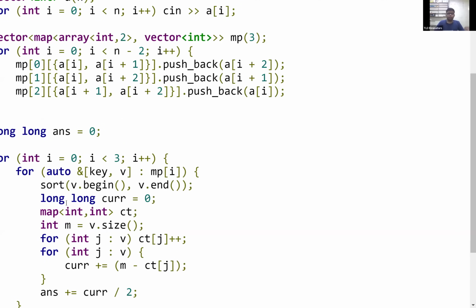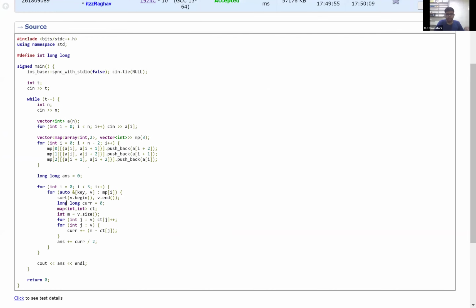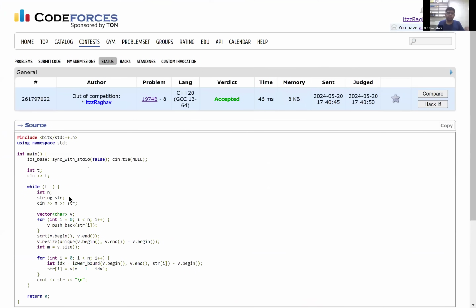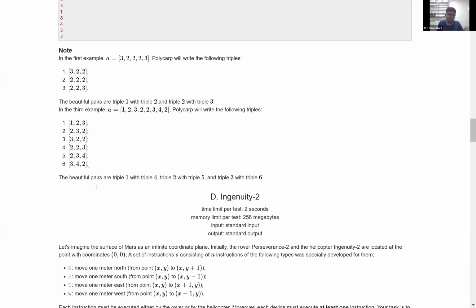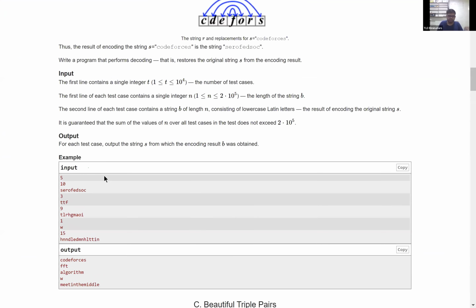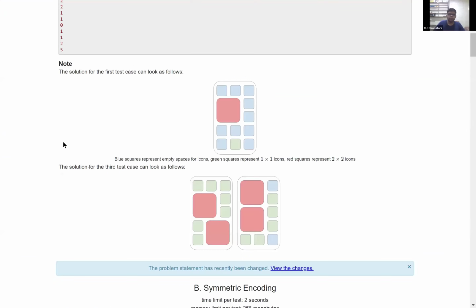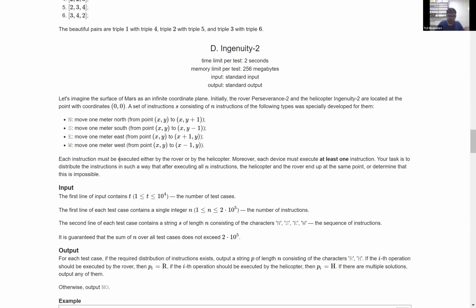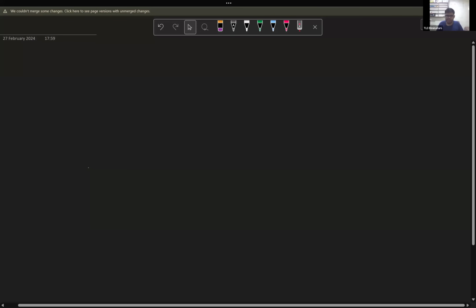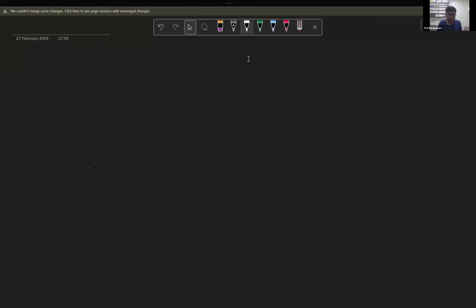Okay, so let's move on to the fourth problem. The fourth problem, Ingenuity 2. Was there an Ingenuity 1? No. Okay, so in this problem, it says, I will just tell you about the problem statement with a little different meaning. Everything will be the same. It's just the story will be a bit different.